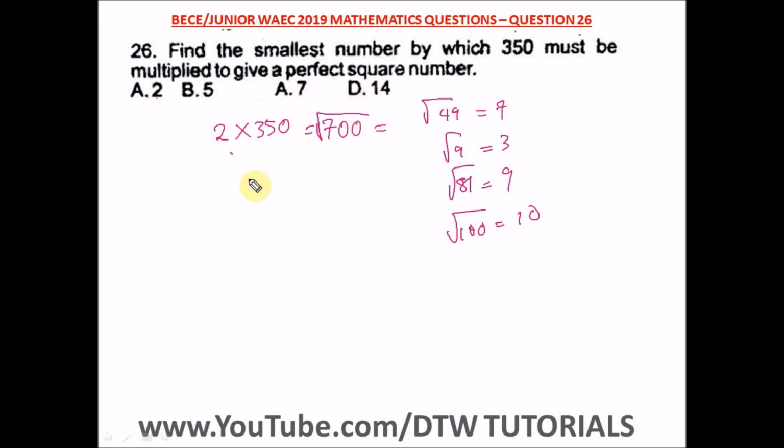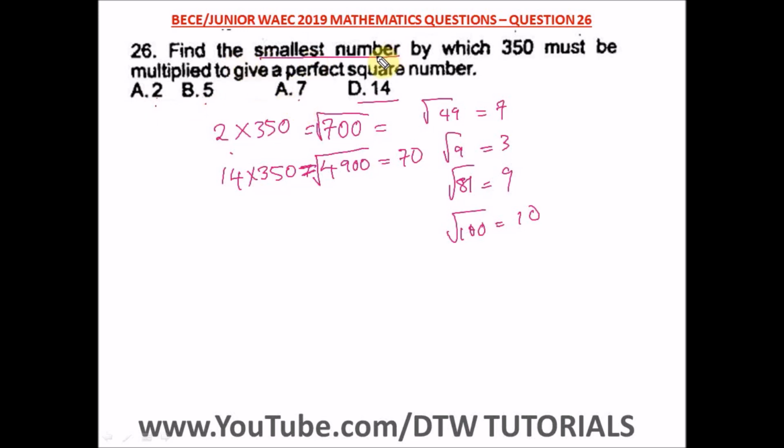But if you use 14 times 350, it will give us what? Equal to 4,900. And the square root of 4,900 is what? 70. So 4,900 is a perfect what? Square. So the smallest number in this option by which you would multiply 350 to give a perfect square is what? 14. Alright, don't let this smallest number confuse you by thinking it must be 2 or it must be 5, it must be 7.